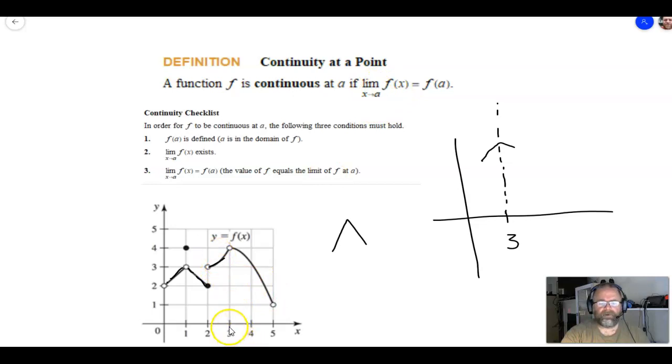And then for number 3 here, once again, if I start from the left side and I come to the right side, I have to lift my pen right there because there's no value there. So it is also not continuous at 3, basically because it is not defined at 3. So hopefully this makes a little bit of sense, but definitely need to do some practice ones. So let's move on to the next part.